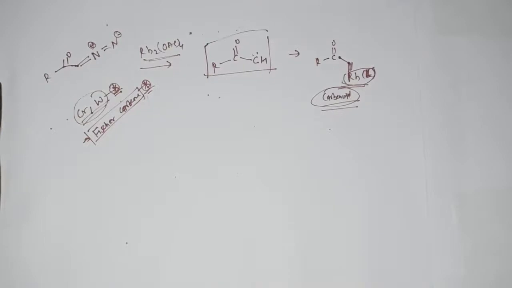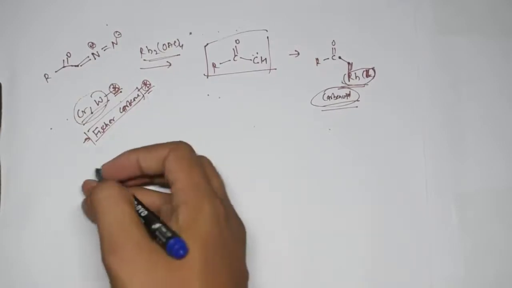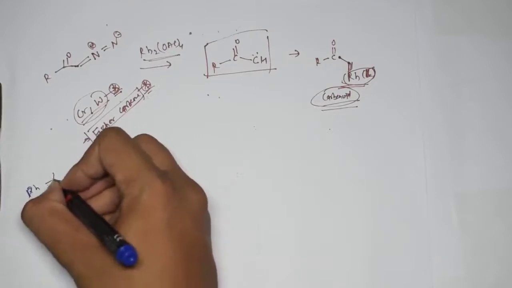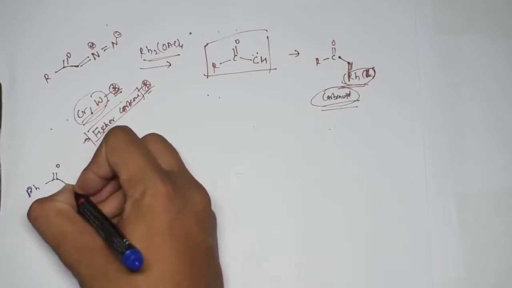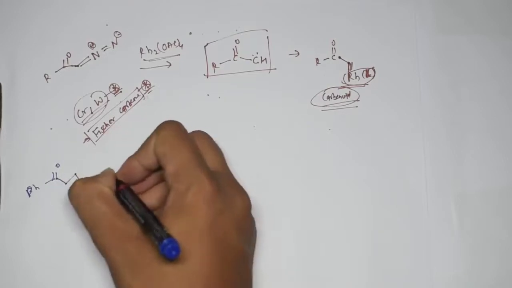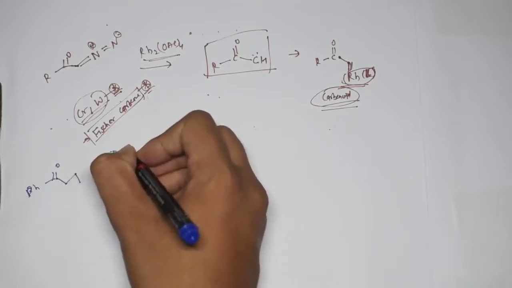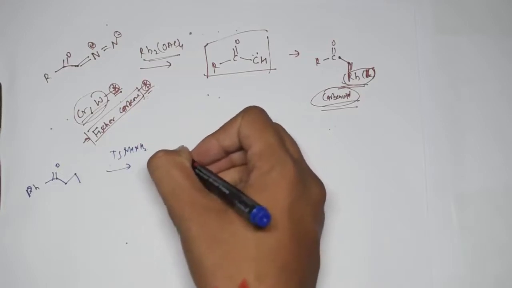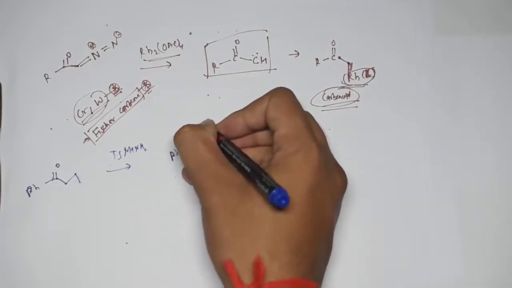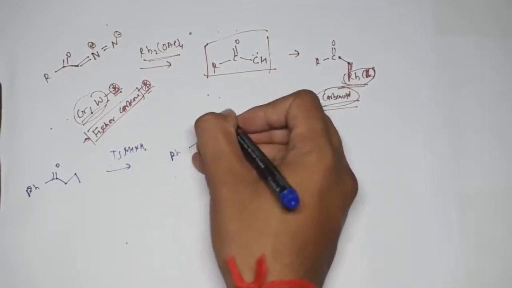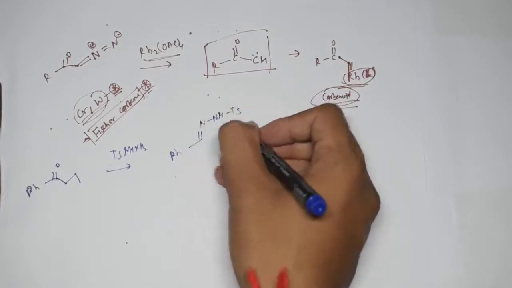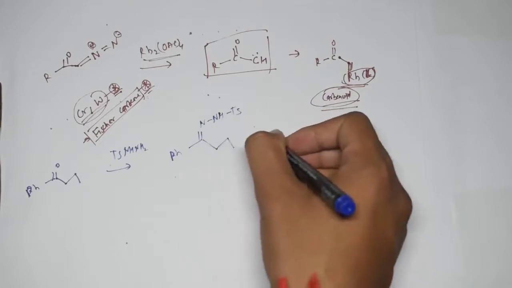The example is the Bamford-Stevens rearrangement. What we had here was Ph, here we had this double bond, and let's take something like this. First of all we were treating it with TsNHNH2 like this. So here we have this Ph, here we have this double bond N, NH, and here we have this Ts like this.